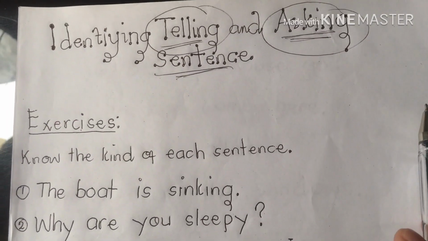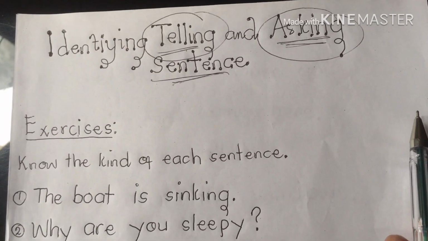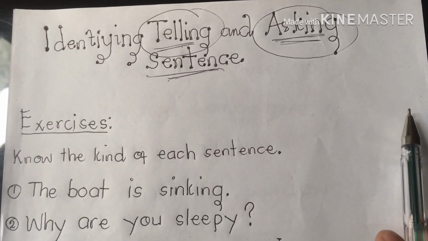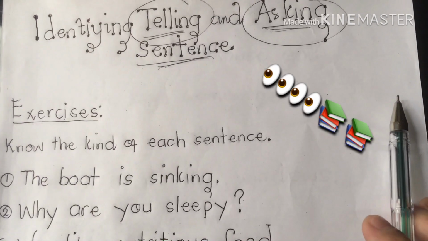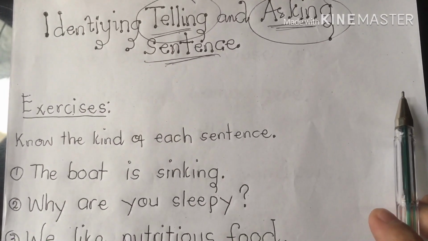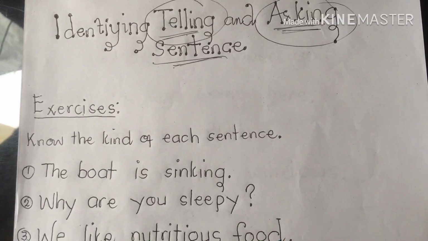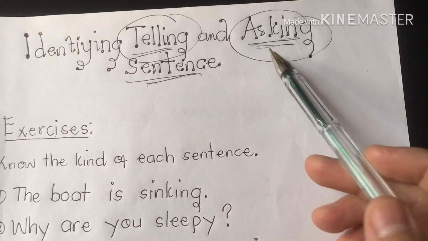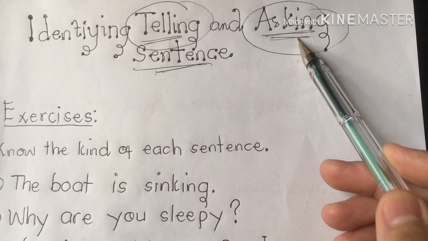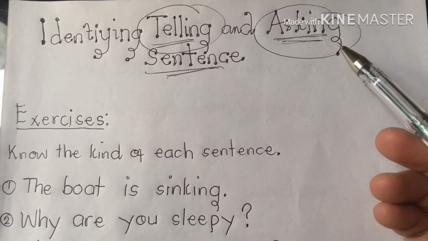Telling means it's a declarative sentence. It tells something about the sentence, whether the predicate or the subject. Remember, the subject is the doer of the action, and the predicate tells about what the doer is doing. Talking about the asking sentence, my dear viewers, it asks a question. It ends with a question mark, and this is called an interrogative sentence.